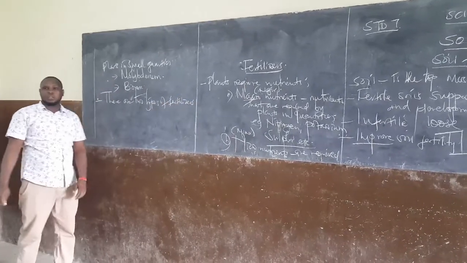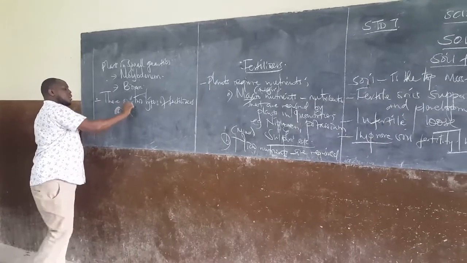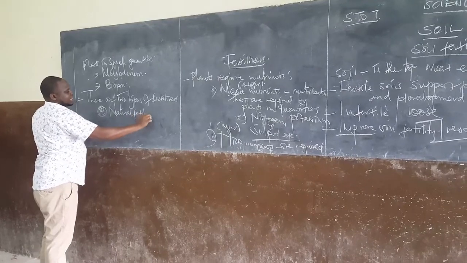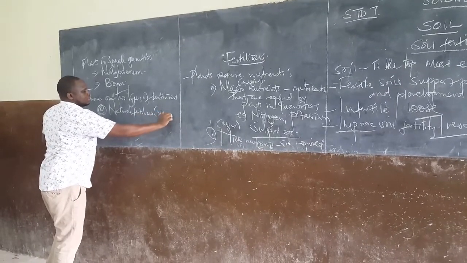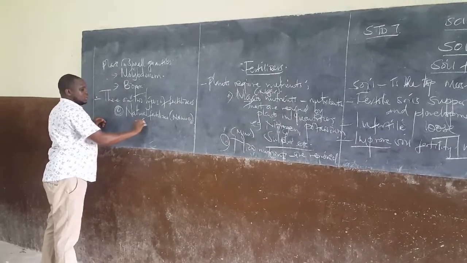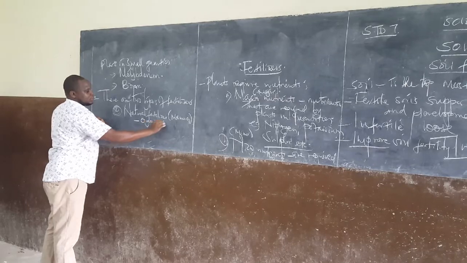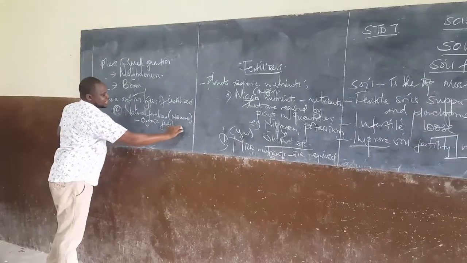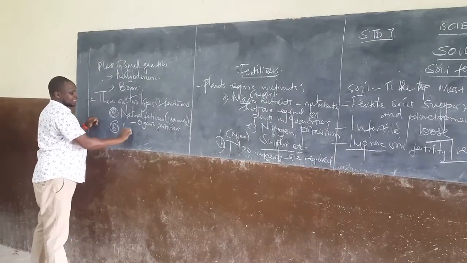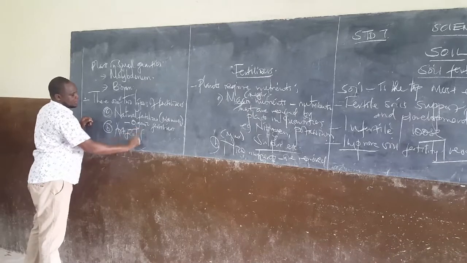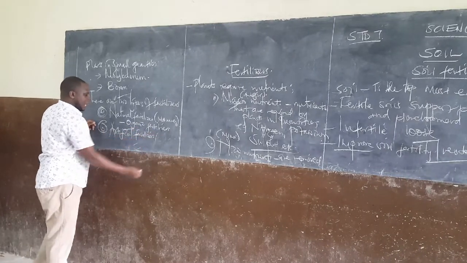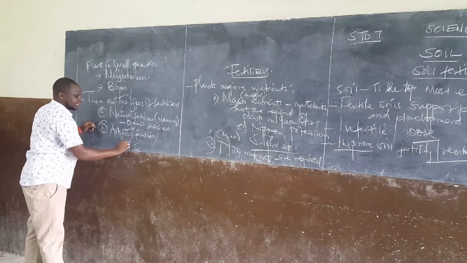So we have what we call natural fertilizers. Natural fertilizers, you can also call them manures. Another name for this one is organic fertilizers. At the same time, we have what we call the artificial fertilizers, and artificial fertilizers or manures are also referred to as inorganic fertilizers.